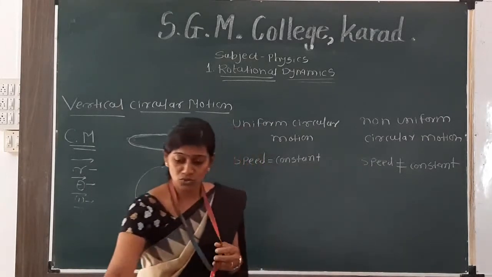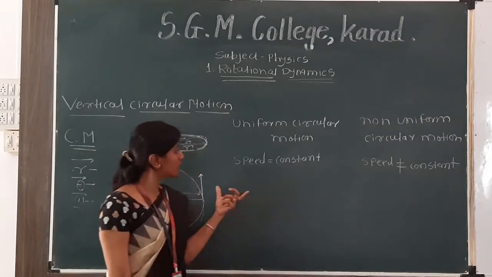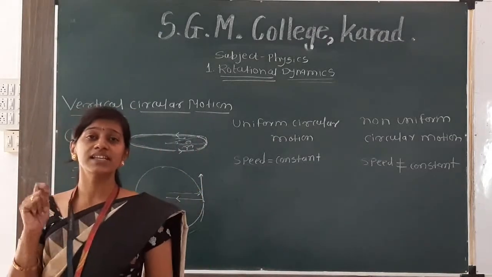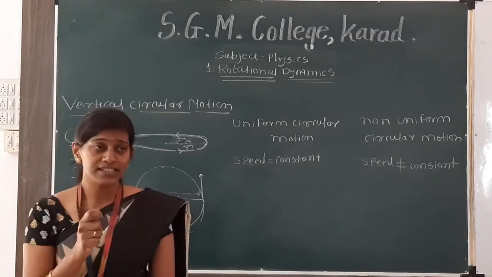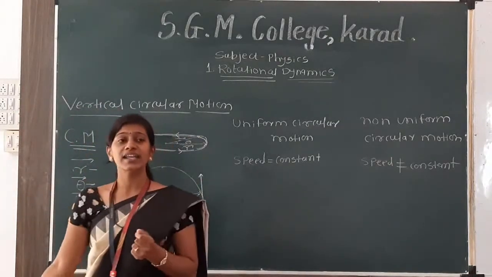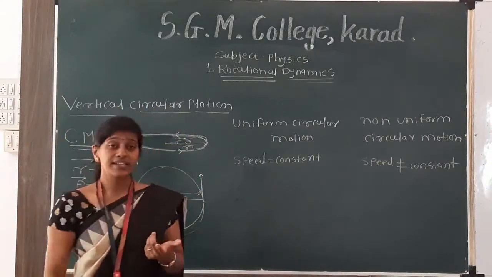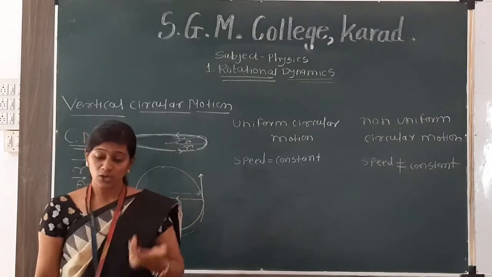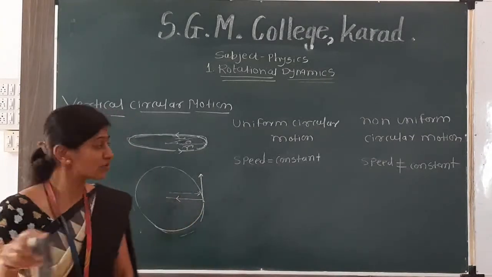See, suppose I want to tell you an example. Suppose we are taking a string. One end of that string is tied to a stone, and that string we are going to revolve vertically. That time we are getting the motion. That motion is nothing but vertical circular motion. Now we are going to start the vertical circular motion.